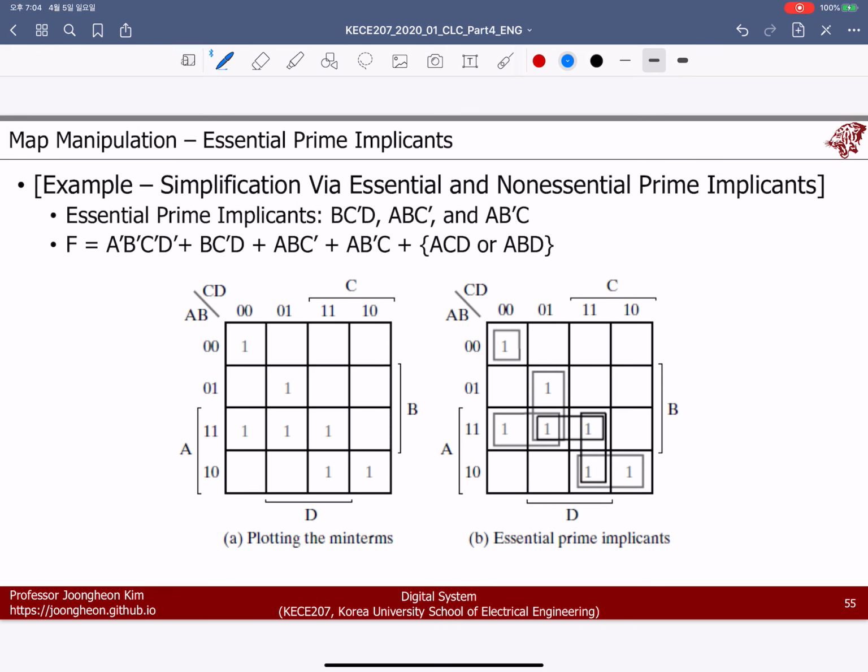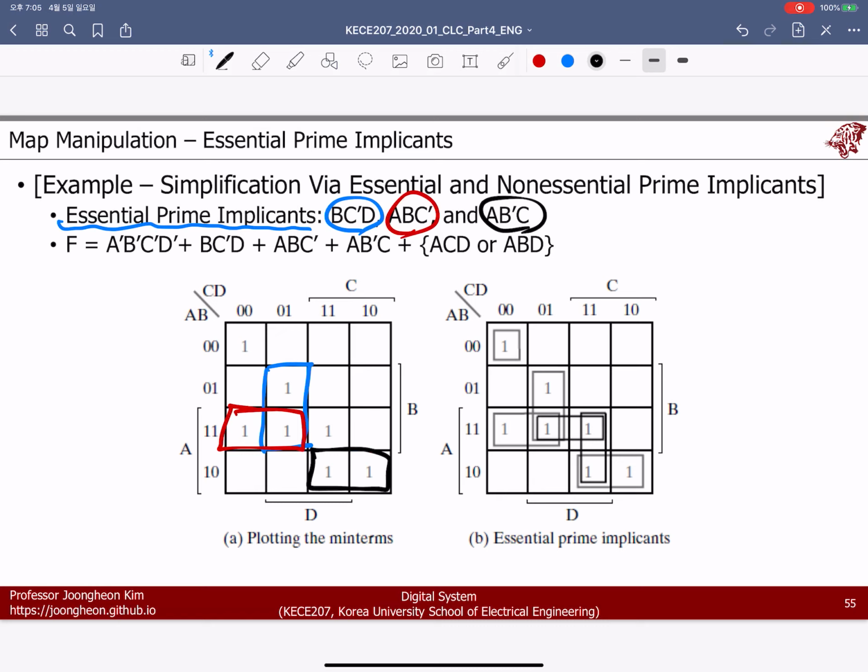Now we're going to see what is the essential prime implicant. This is very important. Here, this is an essential prime implicant, this is an essential prime implicant, this is an essential prime implicant. We will draw these with different colors. B, C prime D, this one. Next we have this one, A, B, C prime. Lastly, we have this one, A, B prime, C. We have this one, okay?